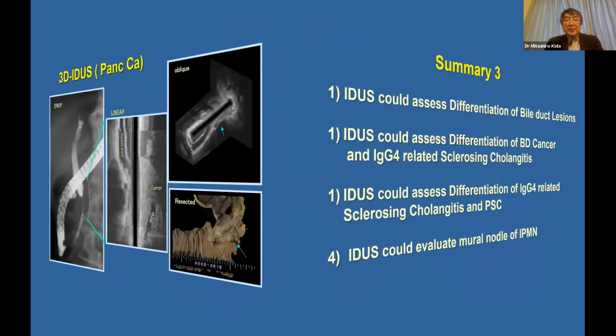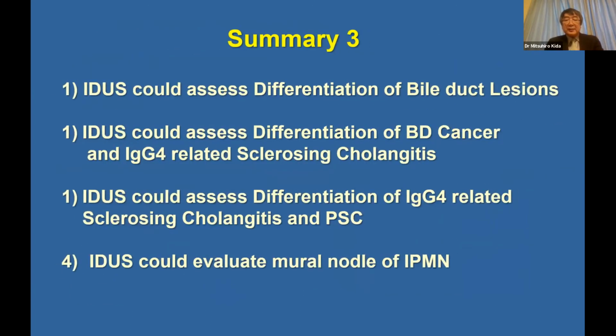So, summary 3: IDUS could assess the differentiation of bile duct disease. IDUS could assess IgG4-SC and also differentiate IgG4-SC from PSC. IDUS could evaluate the mural nodule of the IPMN.